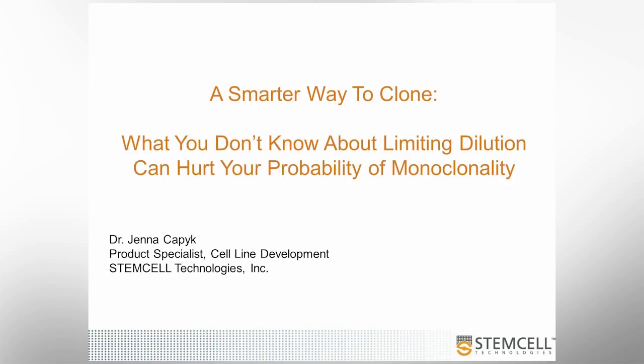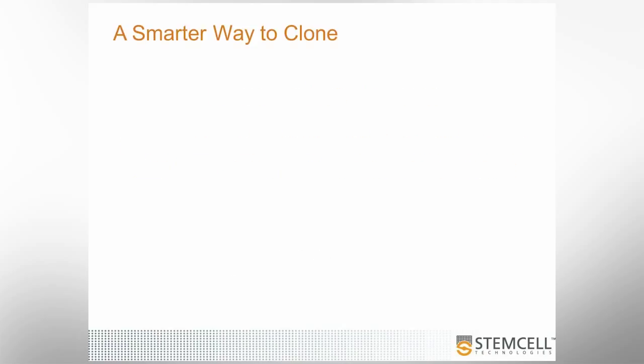Hi, thanks Javier. So the purpose of this webinar today is to explore two different methods of single-cell cloning that can be used during cell line development. So we're going to look at limiting dilution cloning and semi-solid cloning. I'll be talking a little bit about the mechanisms behind these two cloning methods, as well as how to estimate the probability of monoclonality for cultures that are isolated using both of these techniques.